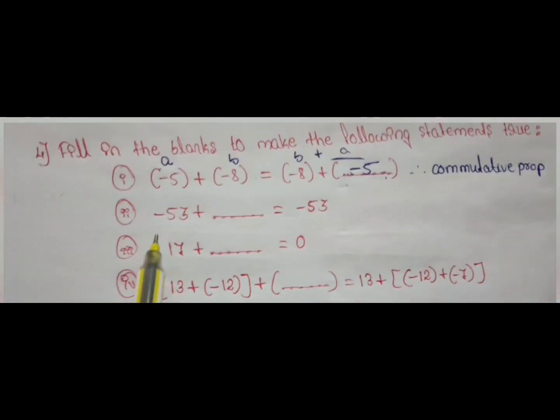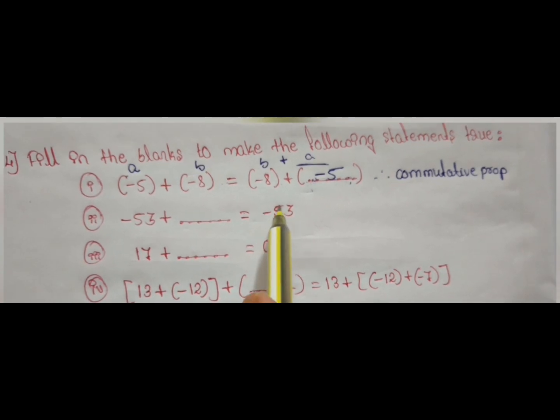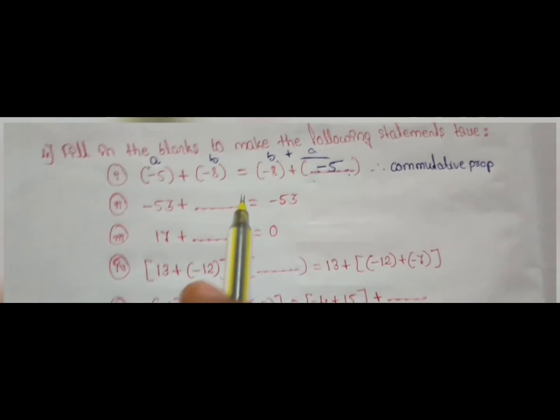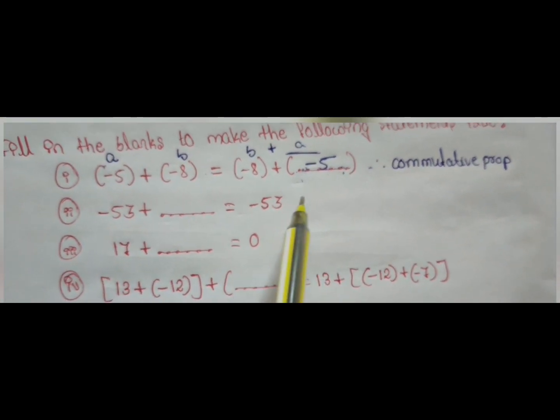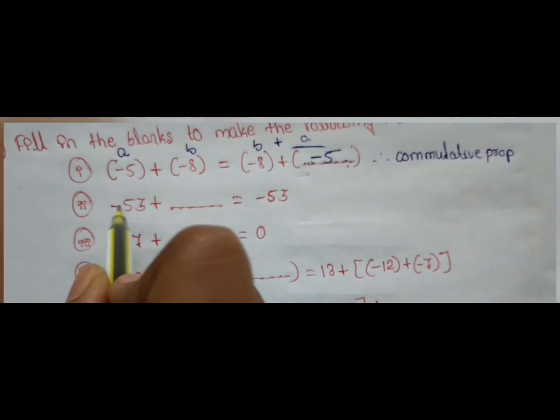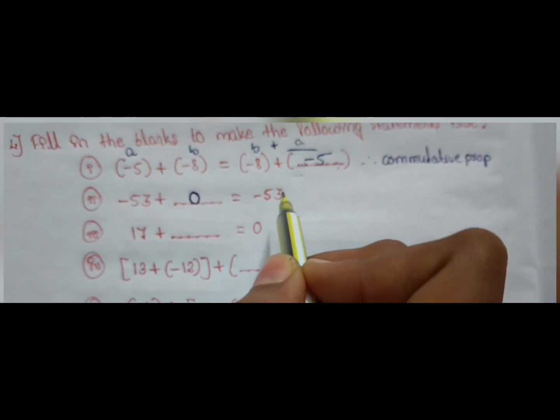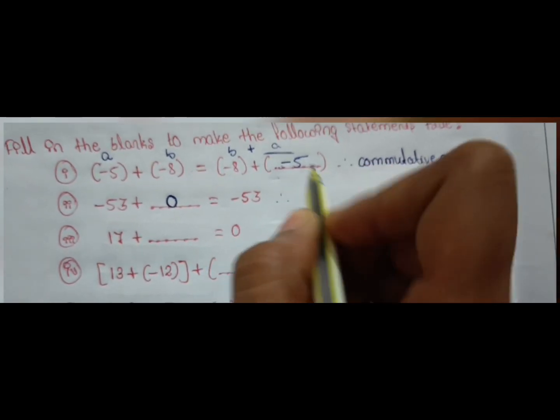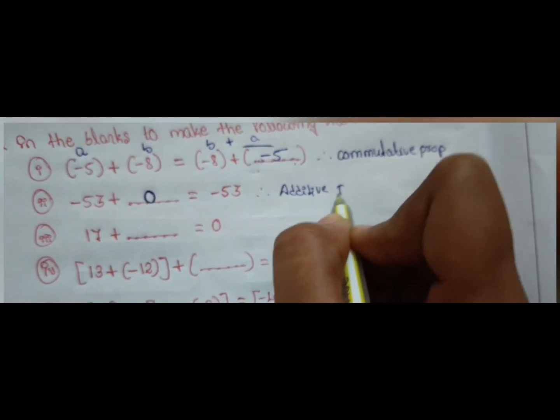Next question. -53 plus dash is equal to -53. Here which property we have to apply? That is the additive identity. -53 plus 0 is an additive identity. So we will get 0 as the answer. So here we applied additive identity.